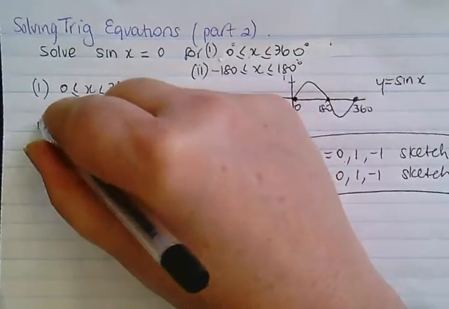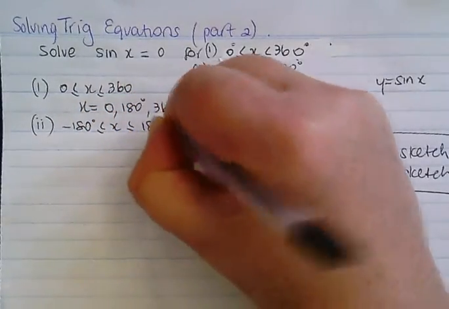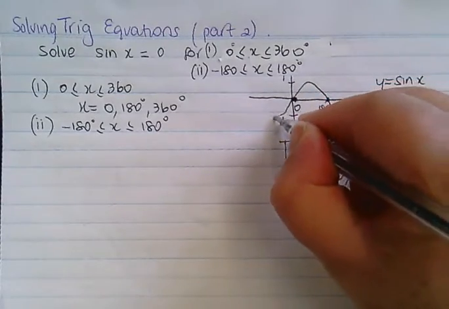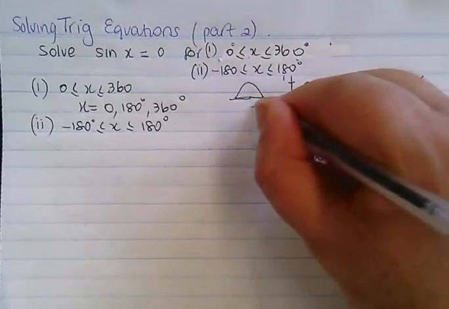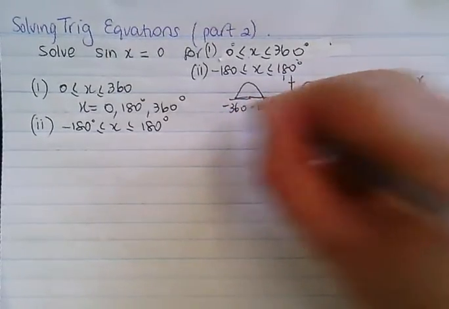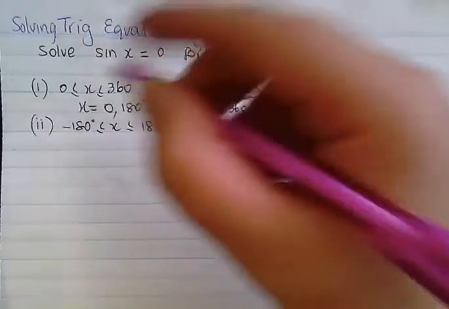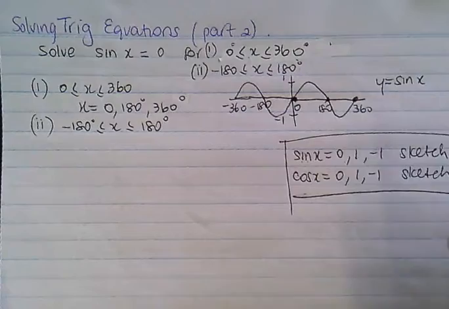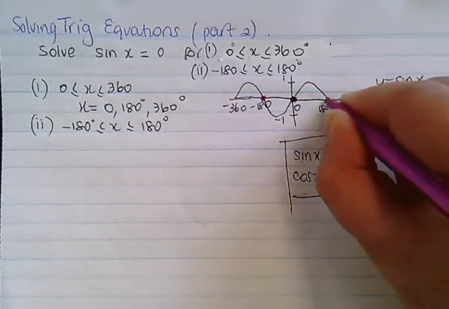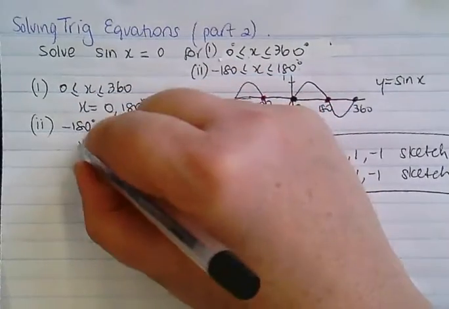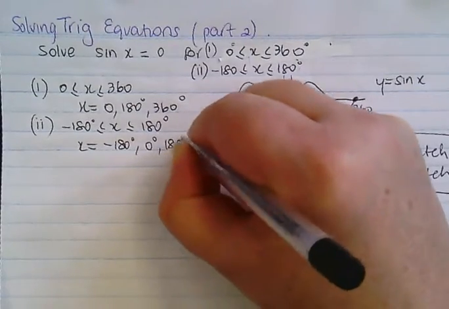But if I asked you to solve the same equation for x values between negative 180 and positive 180, all you do is continue your curve back, and it just goes backwards the same amount. What are your solutions now if I ask you to solve from negative 180 to positive 180, including those values? Negative 180, 0, and 180. So your solutions are negative 180, 0, and 180 degrees.